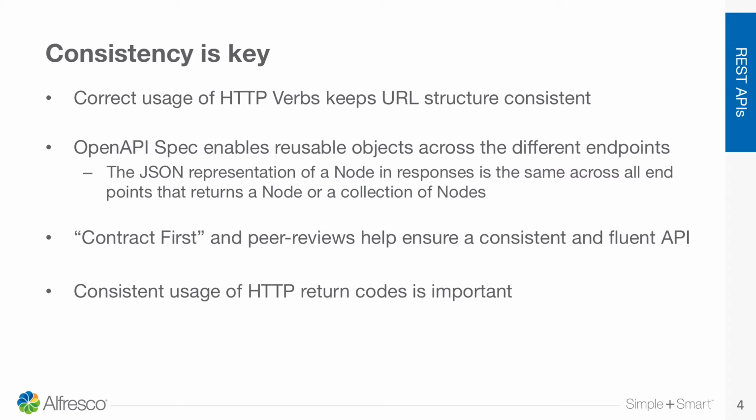Extensive peer reviews help us ensure consistency, and this is not just from developer to developer, but the architects are also involved in the process. Correct usage of HTTP return codes is also important. The API should never return an error 500 internal server error. It should give you back the proper HTTP status code with a corresponding error message to indicate what went wrong.